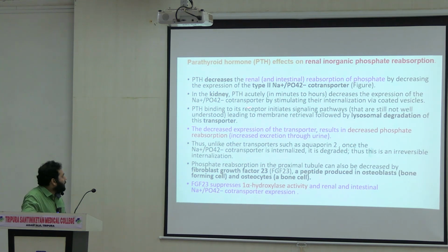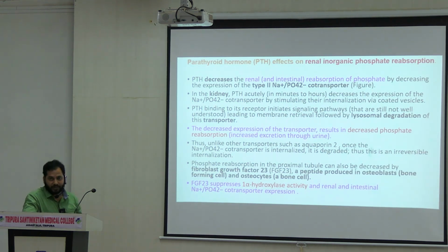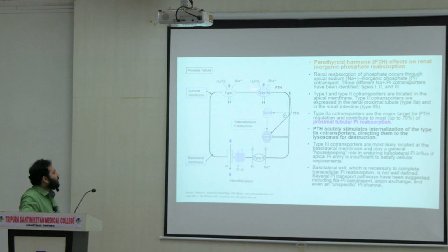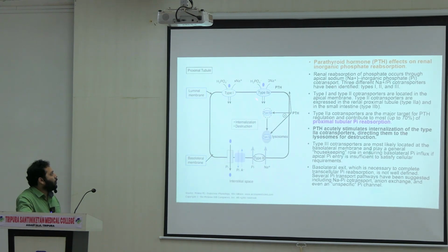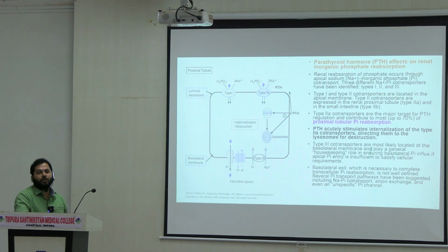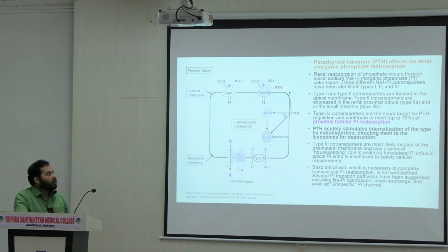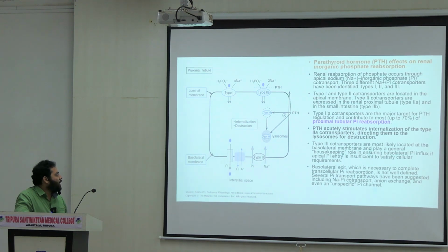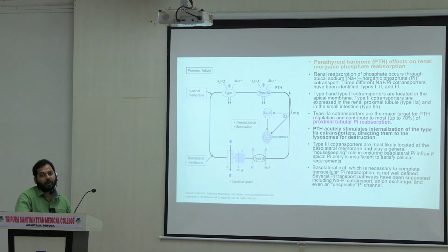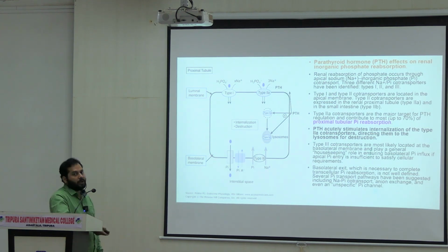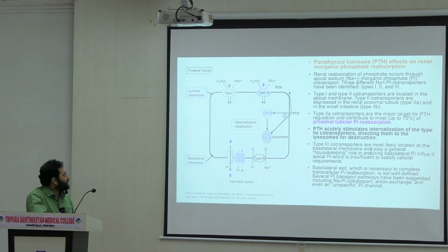You see, in kidney, PTH acutely decreases the expression of sodium phosphate co-transporter by stimulating their internalization via coated vesicles. Yes, see here, this is the proximal tubule, right? In this proximal tubule, mainly three different types of co-transporters are present: sodium phosphate co-transporter type 1, then type 2 and type 3. According to research, it was found that the most important type of co-transporter involved with the reabsorption of phosphate is transporter 2, that is type 2A, this one, right?